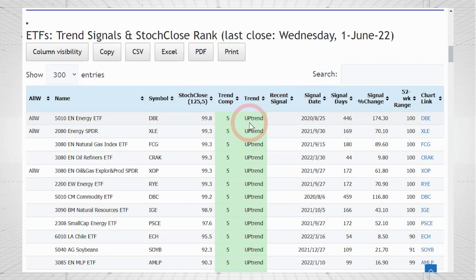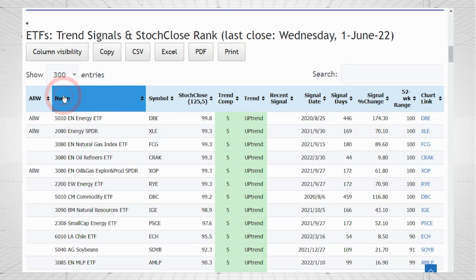Here we have uptrends. And if you look over on the left, you can see these are all energy related. We got chili as well, soybeans. But energy is just dominating the landscape as far as uptrends. And this is my relative strength ranking. And you can see they're all above 90 here. So very good relative strength there.